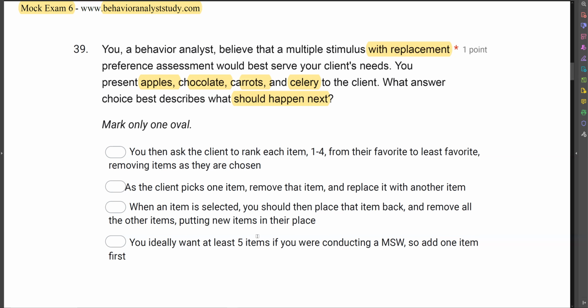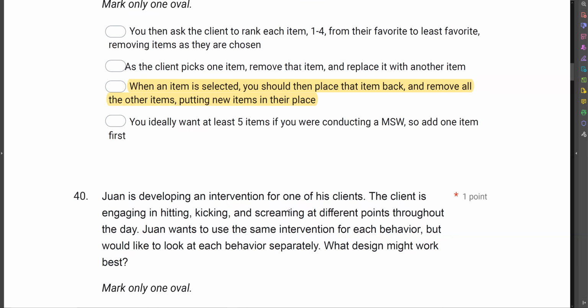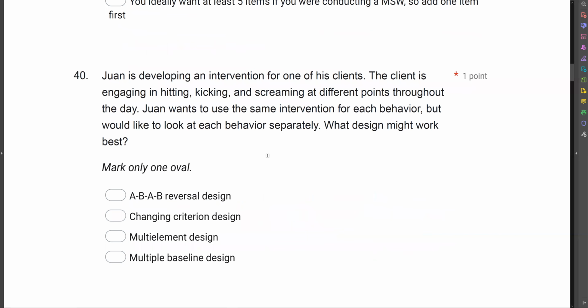And then D, you ideally at least want 5 items if you're conducting a multiple stimulus with replacement. So add 1 item first. No, not necessarily. You want multiple stimuli, obviously, because it's a multiple stimulus with replacement, but there is no 5-item requirement. So what should happen next? When an item is selected, you should then place that item back and remove all the other items, putting new items in their place. 40, Juan is developing an intervention for one of his clients.